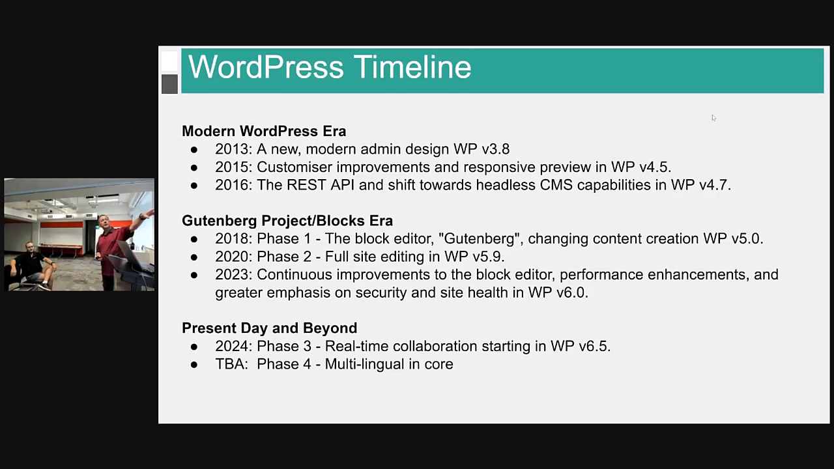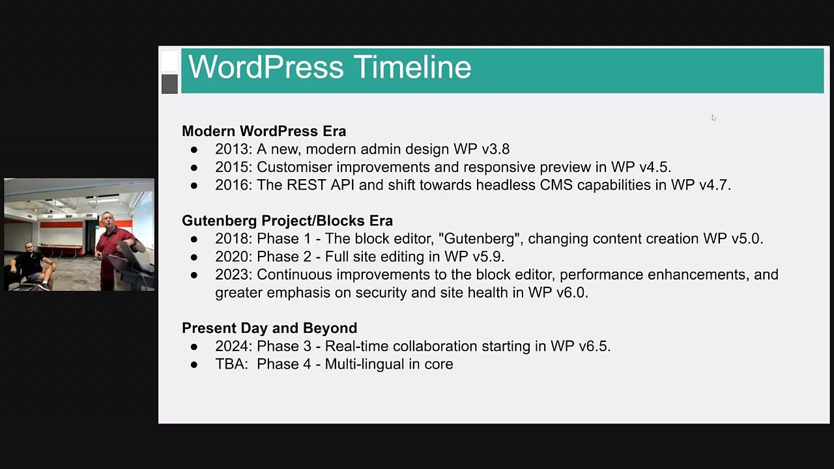The next one, 2018 to 2023, last year, is the Gutenberg or blocks era. Here we see a new direction that Automattic and Matt Mullenweg have taken. They call it the Gutenberg project, which has four big phases. Phase 1 was the block editor, released in version 5. Phase 2 was full site editing. Not just updating pages and posts, but updating your header and footer and all the other things within WordPress. That continues just now. But as of this year, it kicks off phase 3, which is real-time collaboration inside WordPress.